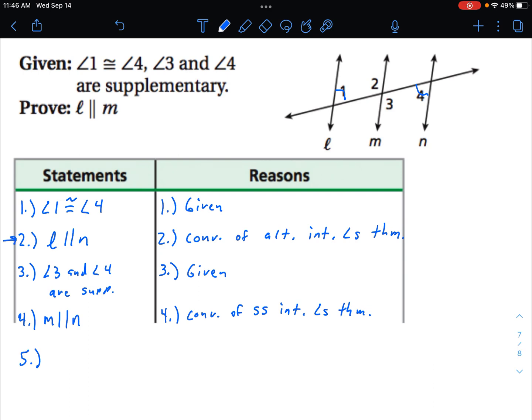We had L is parallel to N. We had M is parallel to N. They're both parallel to N, meaning L and M must be parallel. And that's going to be your transitive property of parallel lines.